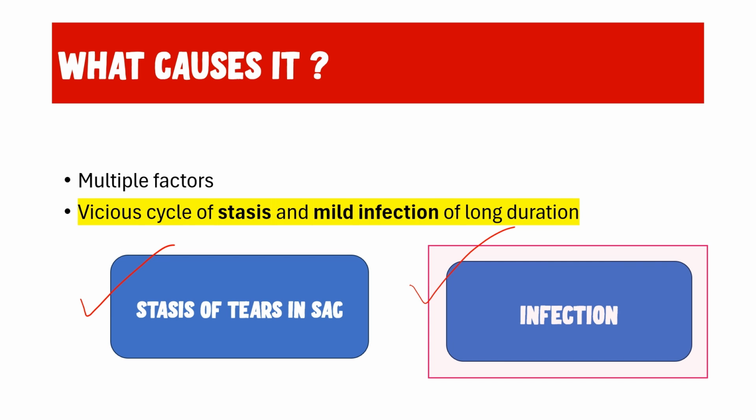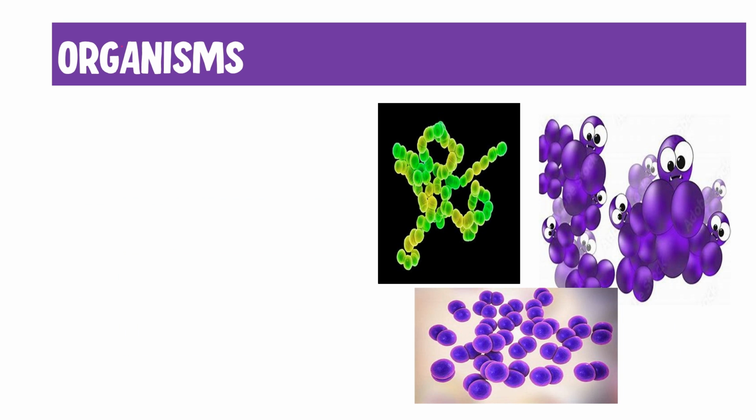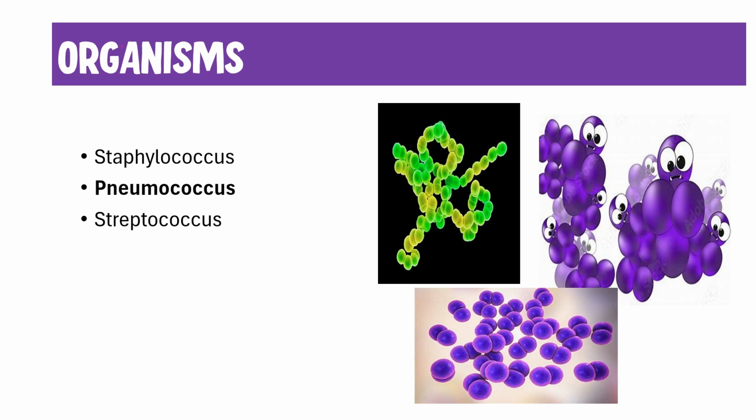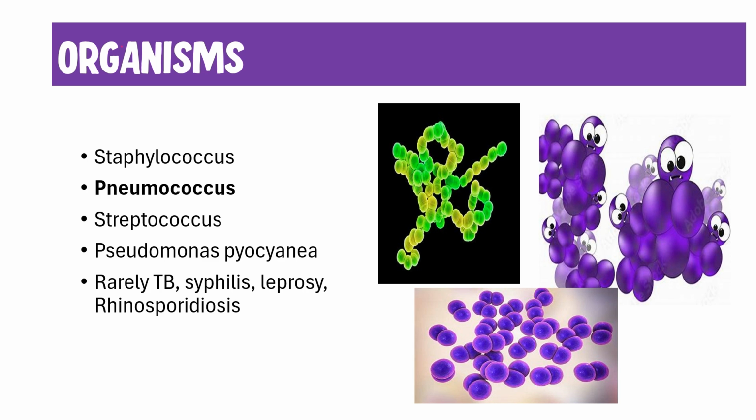Next, what will happen is there will be some infection. And as I told you, it's basically because of bacterial infections. So, what are the organisms which will actually cause this? So, we have Staphylococcus, Pneumococcus, Streptococcus, Pseudomonas, and very, very rarely we can also have these infections like TB, syphilis, leprosy, and even rhinosporidiosis coming and infecting your sac.